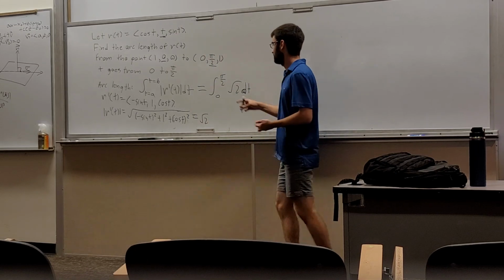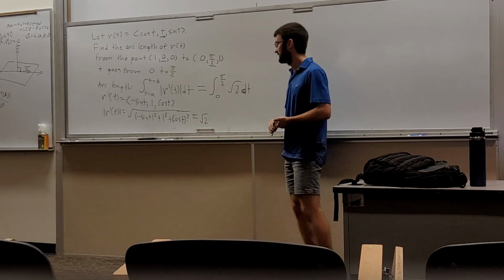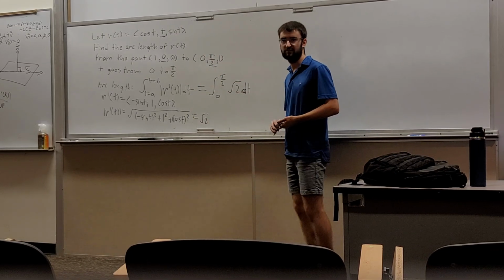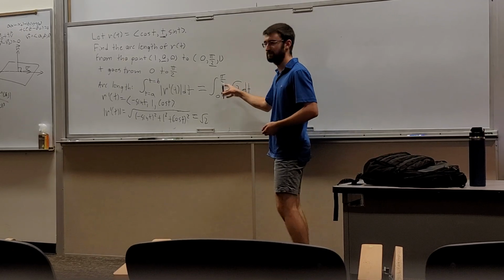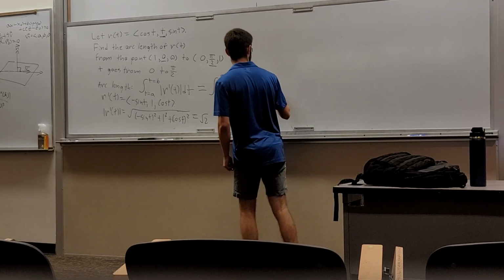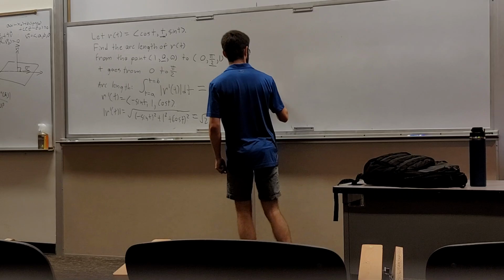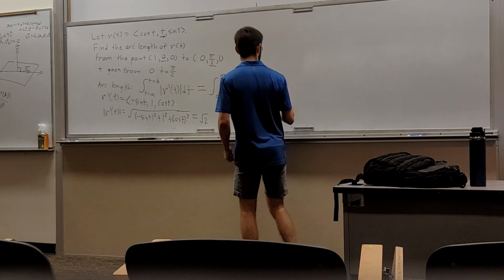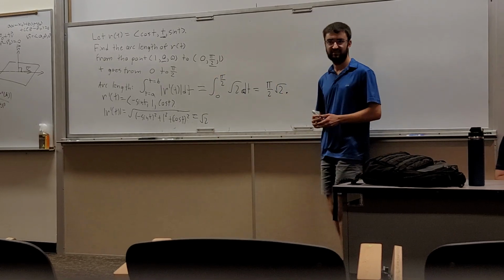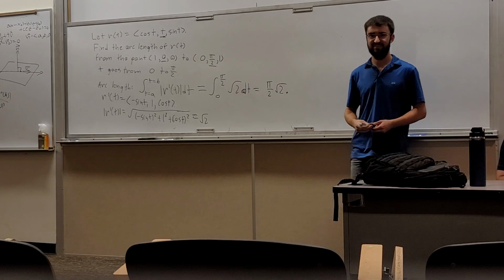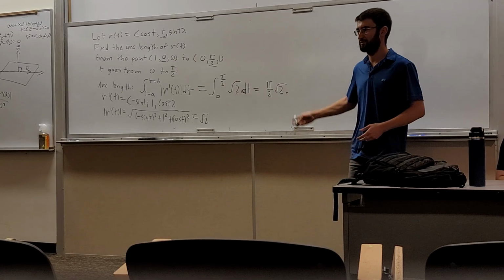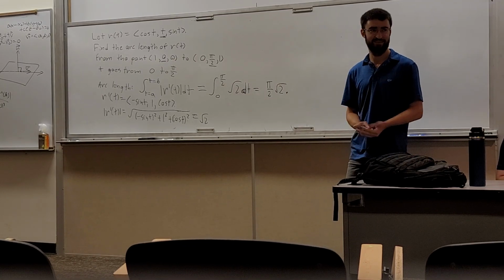The integral of a constant over some interval is just the constant times the length of the interval. The length of the interval is pi over 2. So this will be pi over 2 times root 2. That's it. Any questions about that? Pretty straightforward. Okay.